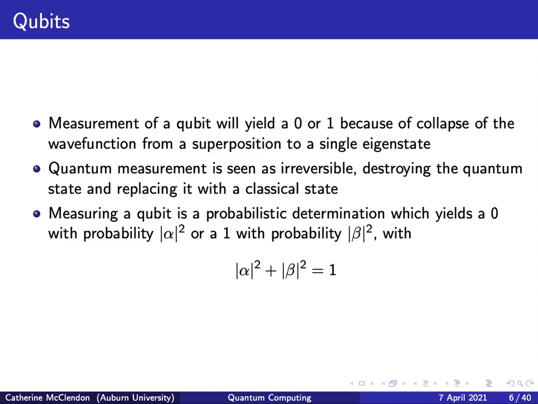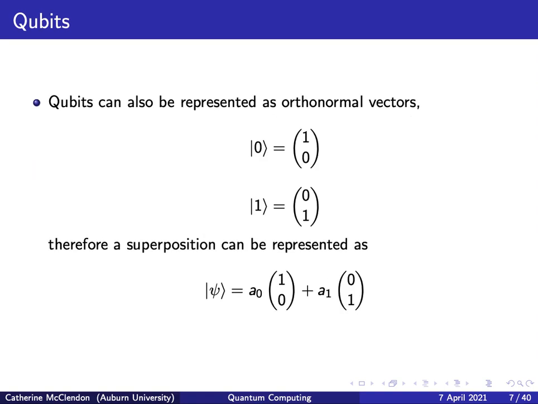Measuring a qubit can also be seen as a probabilistic determination, which yields a 0 with probability alpha squared or a 1 with probability beta squared. Another way to represent qubits, thinking about the ket notation, is as orthonormal vectors. So 0 is actually a 1, 0 matrix, and 1 is a 0, 1 matrix. Therefore, the superposition can also be represented as the equation seen at the bottom of the screen.